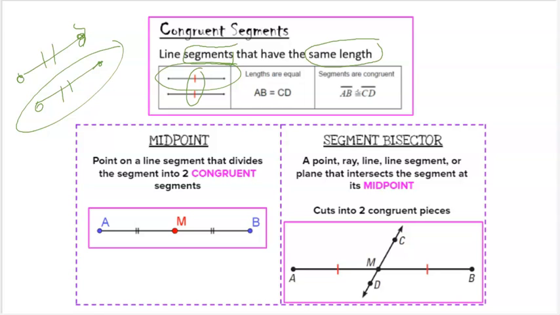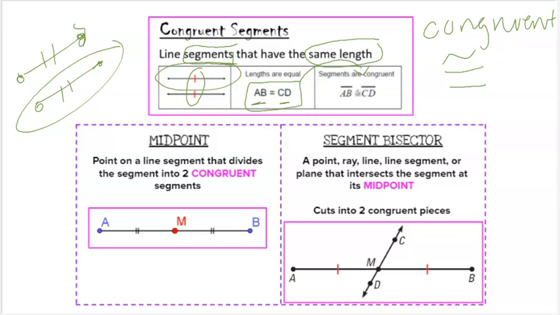Lengths that are equal. So if we said that the length of segment AB was equal to CB, we'd know that those 2 segments were then congruent. Congruent, if you can see the symbol, is just an equal sign with a little squiggly on top. That is our symbol for congruent.